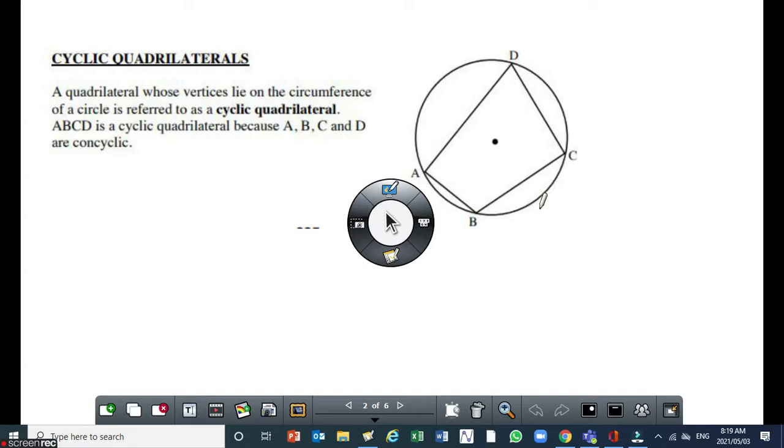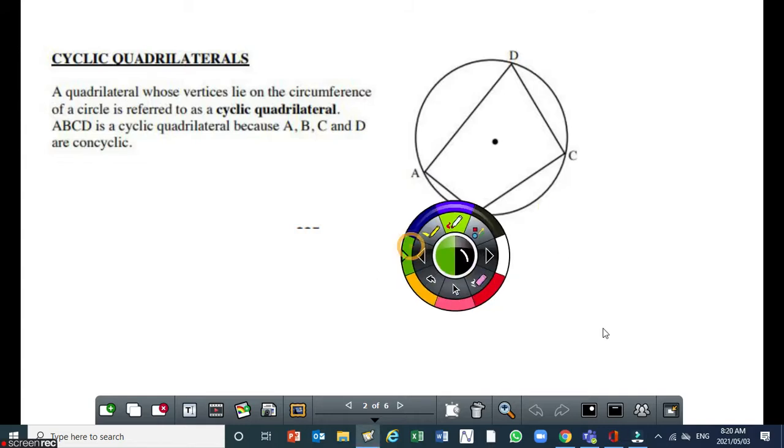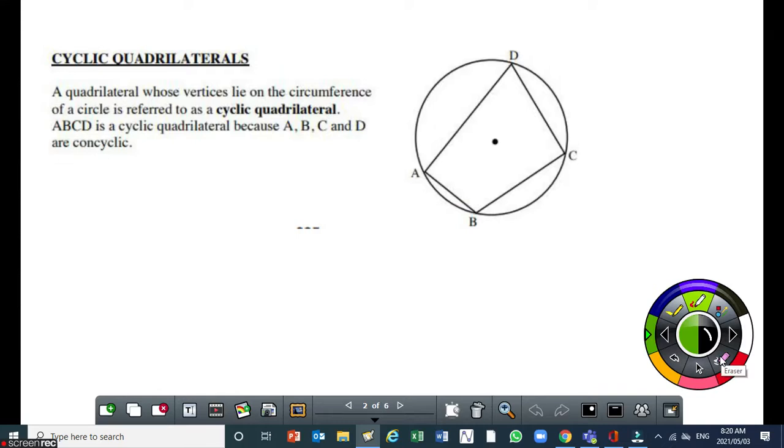The 4 points are said to be concyclic. Like in this case, right? This is extremely important. So vertex A, vertex B, vertex C, and vertex D are concyclic, which means that they are vertices on the circumference of a circle. Therefore, they form a special quadrilateral which is called a cyclic quadrilateral. Okay?